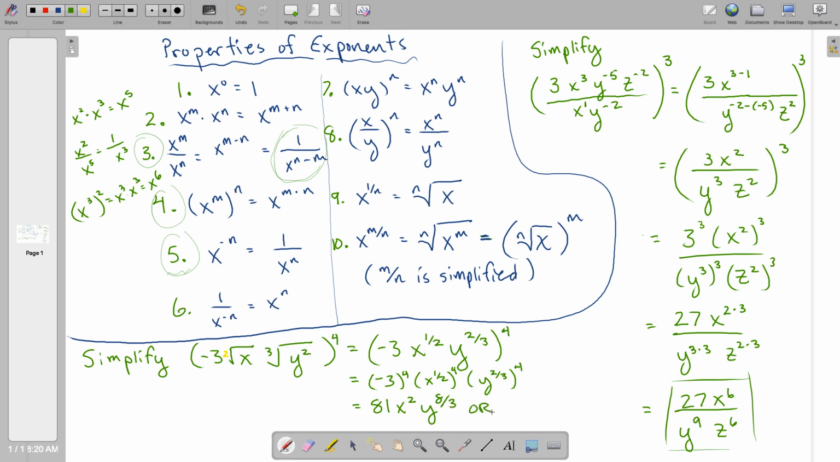You could, if you wanted, turn it back into this. Just so if you could say this, you could say 81 x squared, and then you could say the cube root of y to the 8th, right? So that would be fine too. But the point is just getting us used to this idea of using our exponent properties and also remembering this connection between radical notation and rational exponent notation.